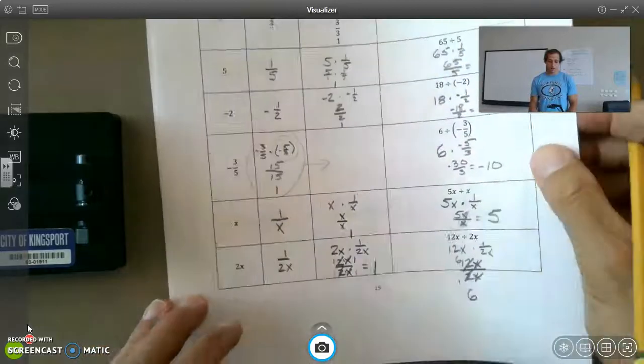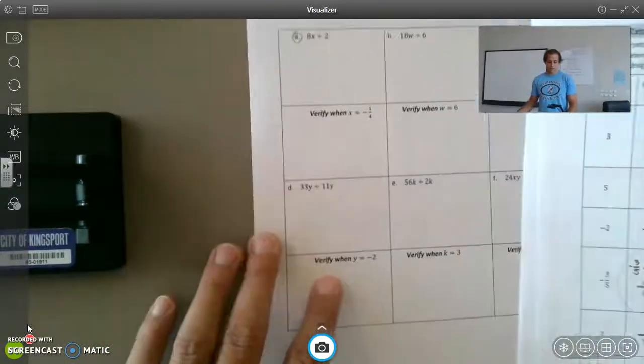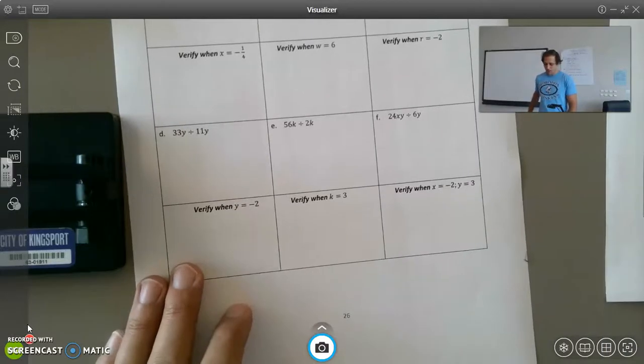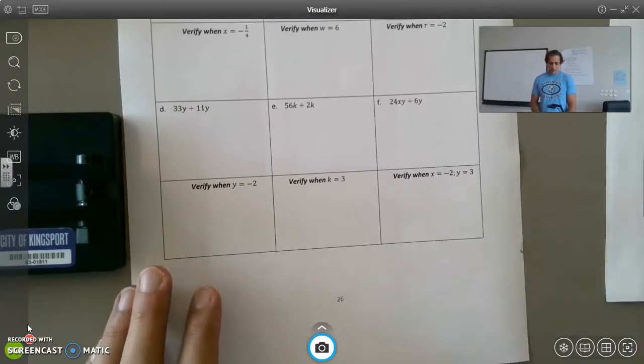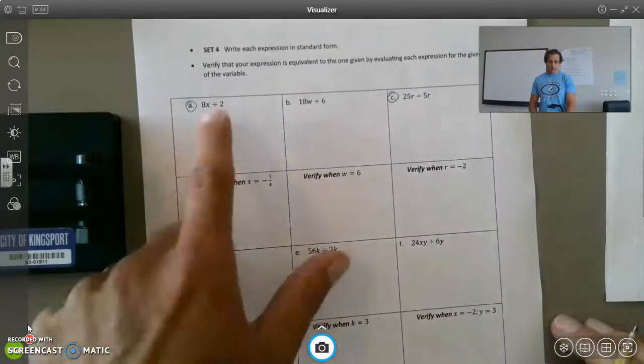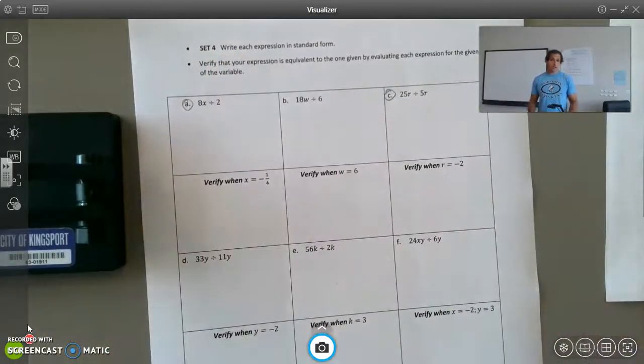Okay, I want to show you some examples. I'm going to look at set 4 of your problem set. So if you'll skip ahead, according to my page numbers, we were on page 19, and we're skipping ahead to page 26. I want you to look at problem A of set 4, and we're going to just get an example.